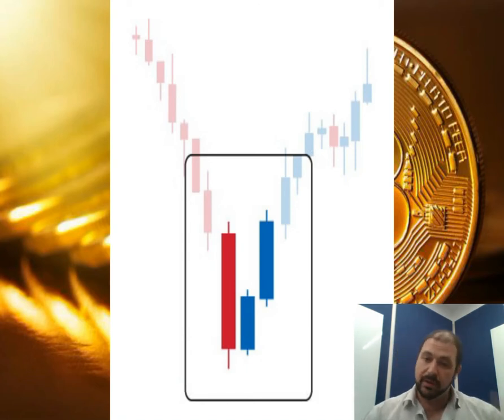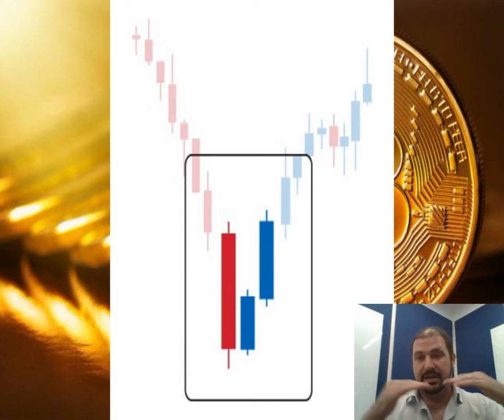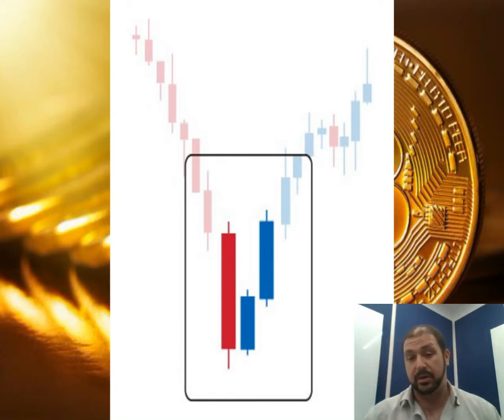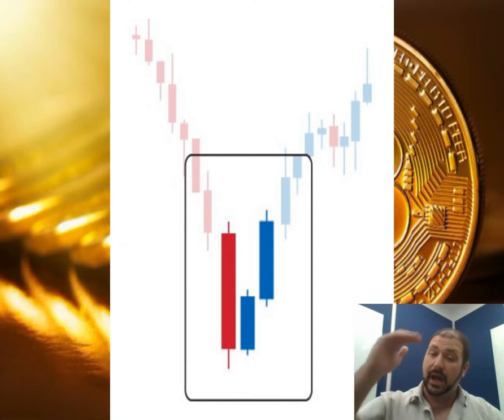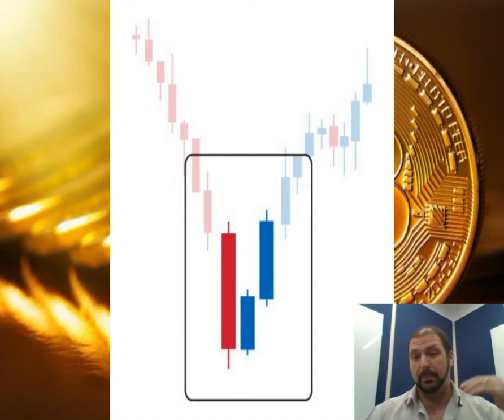So we have a long bearish candle followed by a bullish harami, which is the second candle there, at about the even length, and goes about halfway up the bearish candle, followed by another candle that closes above the first long bearish candle.